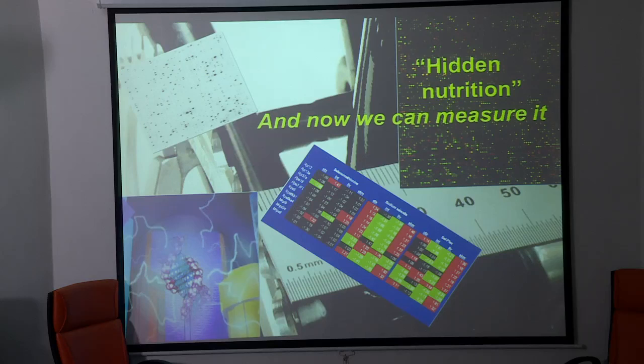So you can now measure the hidden nutrition, right? It was all hidden earlier. We didn't know what was actually happening in the body. Now you can see what is actually happening in the body at the genetic level, at the protein level, as well as at the metabolite level.